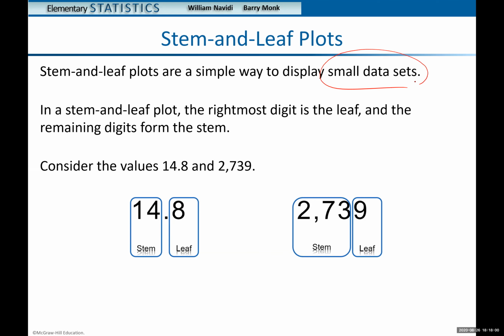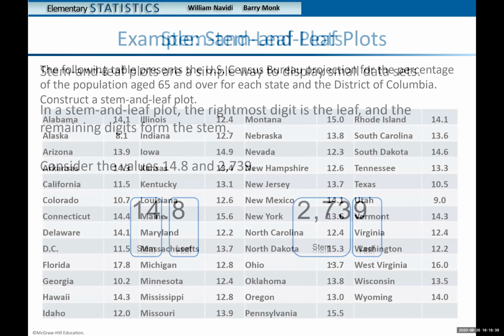So the first one is the stem and leaf plot. The rightmost digit is the leaf, and the remaining digits are the stem. So let's say, for example, you have 14.8 and 2,739. We can consider the whole number, 14, as the stem, and 8 as the leaf. For 2,739, we can treat the first 3 digits, 273, as the stem, and the last one as the leaf. So that's the stem and leaf plot.